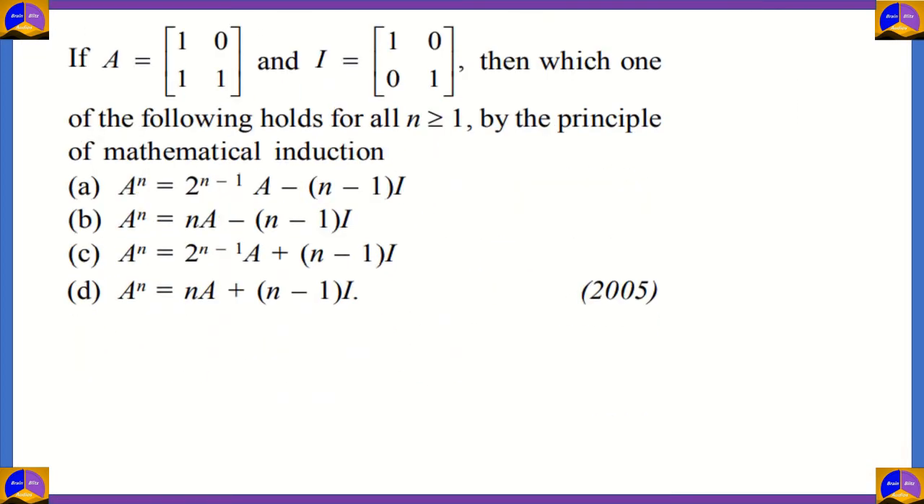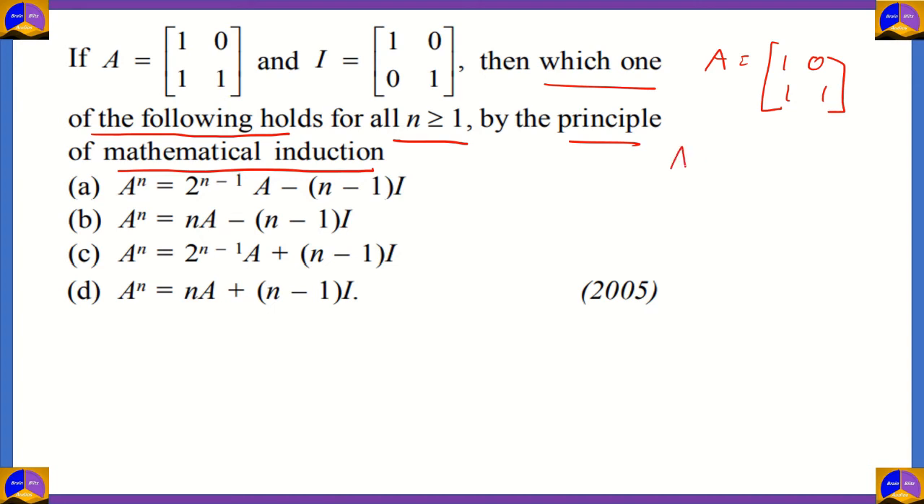Next question. If the matrix A is [1, 0; 1, 1], and the matrix I is [1, 0; 0, 1], where I is the identity matrix, then which one of the following holds for all n greater than or equal to 1 by the principle of mathematical induction? So we have 4 of these equations. We need to find out which of these is correct. So first things first, we know that the matrix A is [1, 0; 1, 1].